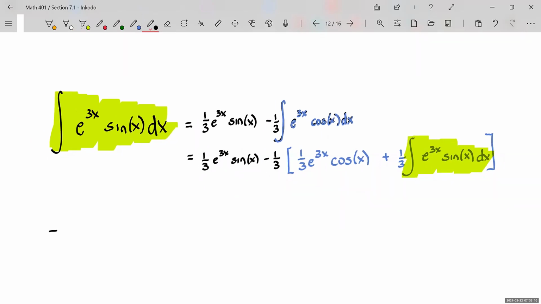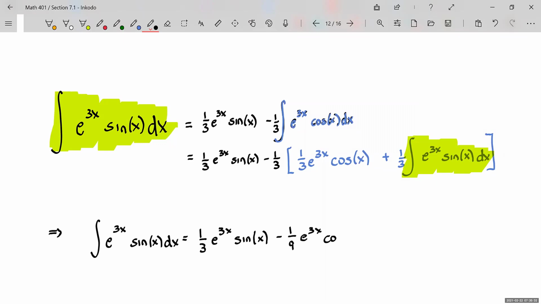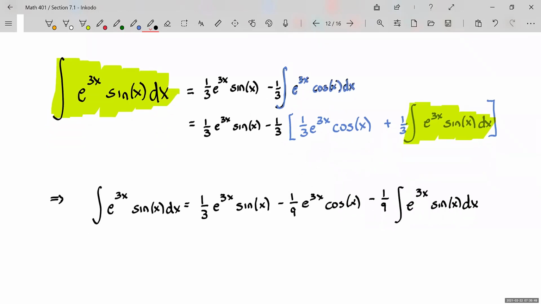So I'm going to go ahead and say this implies, I'm going to rewrite this whole thing, that the integral of e to the 3x sine of x dx is equal to 1/3 e to the 3x sine of x minus 1/9 e to the 3x cosine of x minus 1/9, because I'm distributing this negative 1/3 through, minus 1/9 integral of e to the 3x sine of x dx.